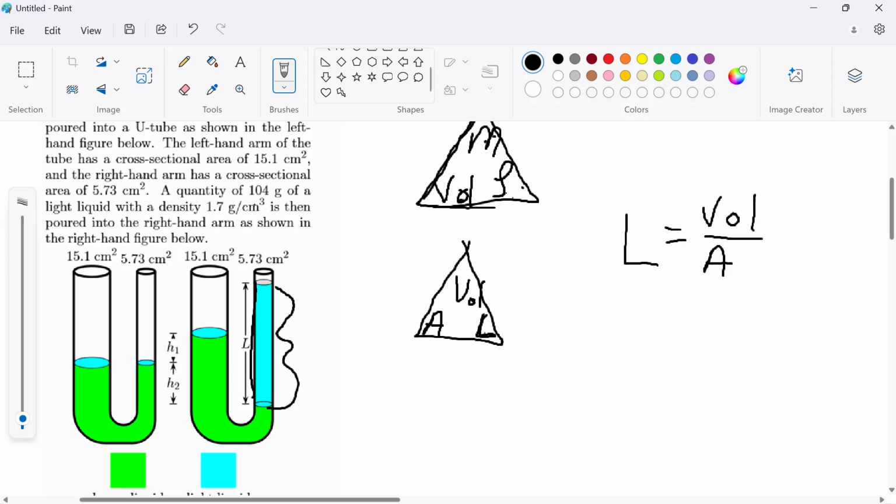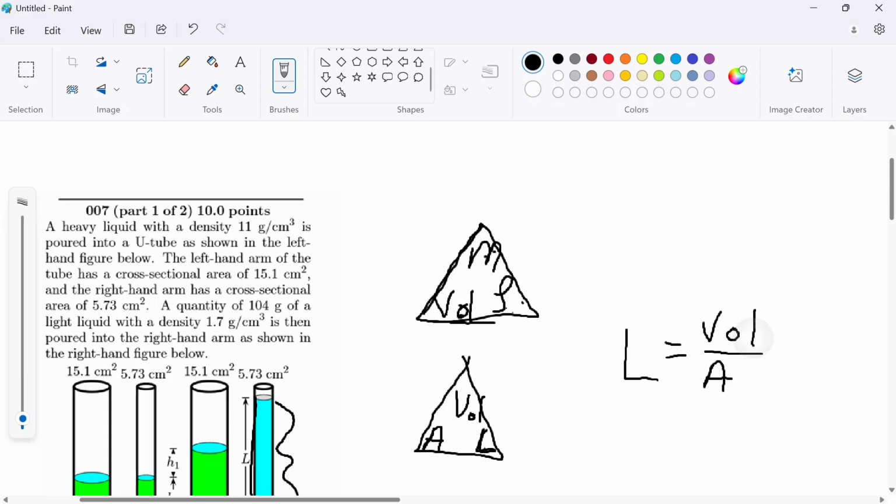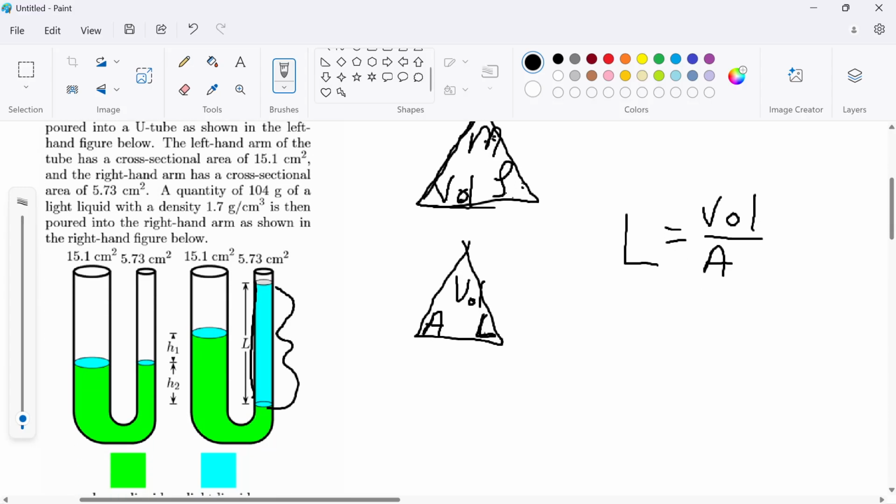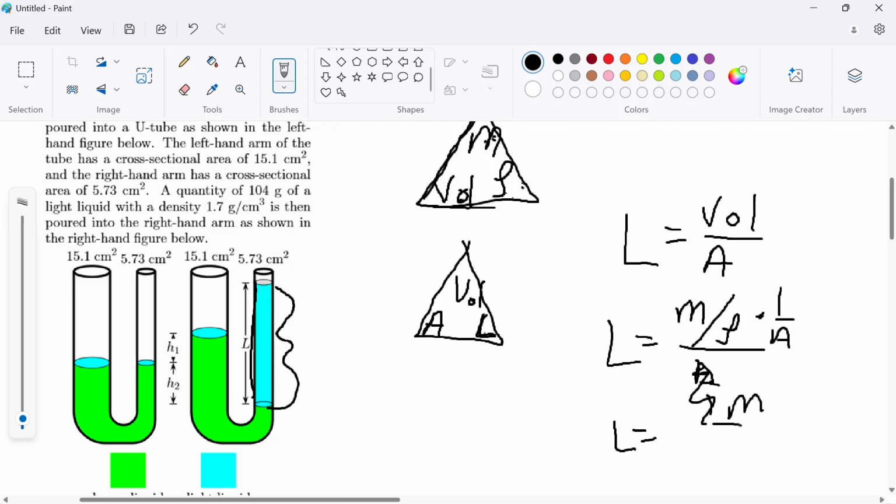Do I know the volume of that liquid? I certainly do not know the volume of the liquid because I need the L to find the volume and I don't know the L. But I have another formula that I can use for volume. Volume equals mass divided by density. So L equals the mass divided by density divided by area. If I flip the area and put it in the numerator as 1 over area, L equals mass over density times area.